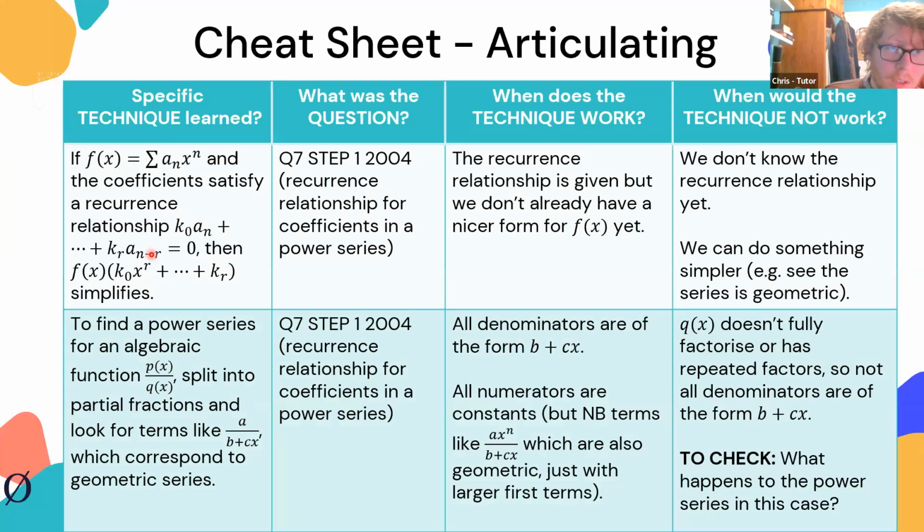Sorry, I think the 0 and the r in the subscript should be swapped a bit. I think it doesn't really matter for this point. The point is, we learned that if you had a specific recurrence relationship, then f of x times a very similar looking expression would simplify nicely.